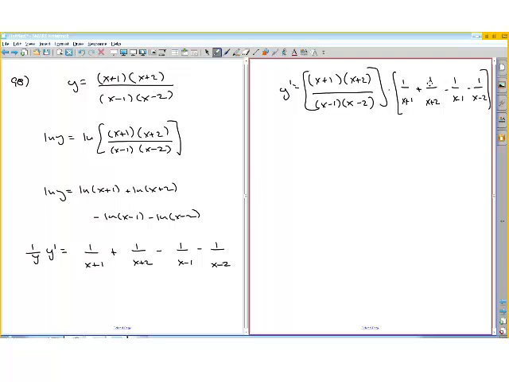I'm just looking in the book to see what they do. They do a little sneaky thing here. They actually group these two together and group those two together. So if you do that, you'll have this big term in the front again. And then if you have this minus that, let me just show you what they do.